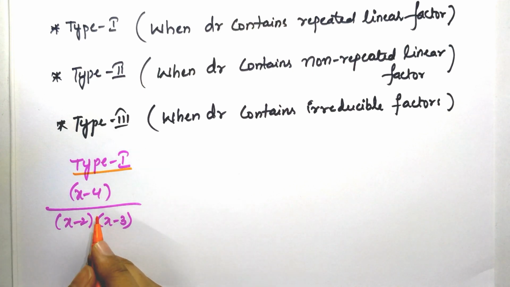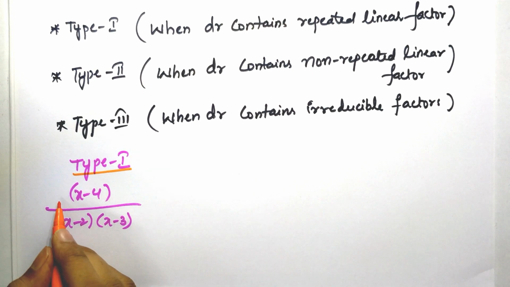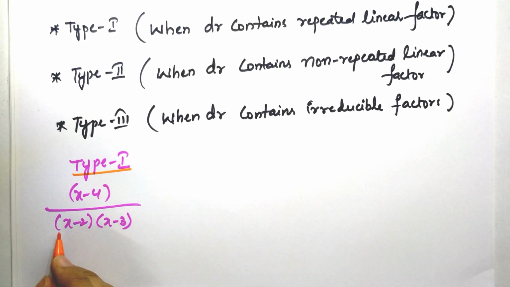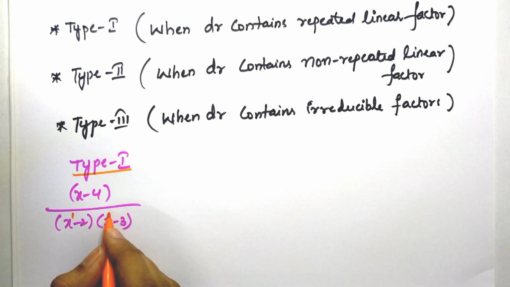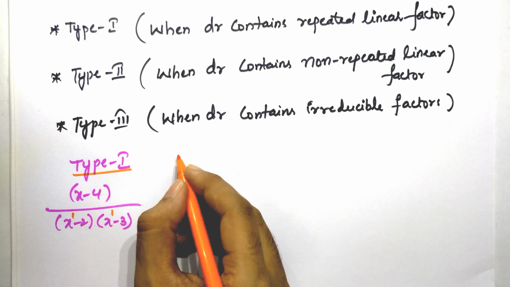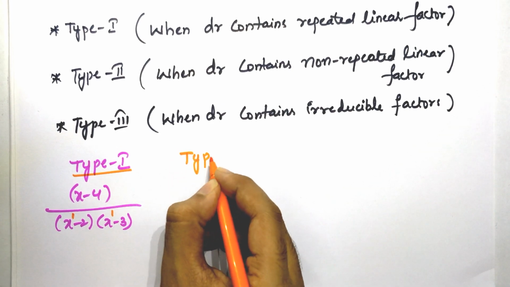So this is the example of type 1 problem: (x minus 4) by (x minus 2) into (x minus 3). As you can see, the denominator contains two linear factors which are non-repeated. The degree of the first factor is 1 and the degree of the second factor is 1. So we can say these two are linear factors and they are non-repeated in nature. So, example of type 2.